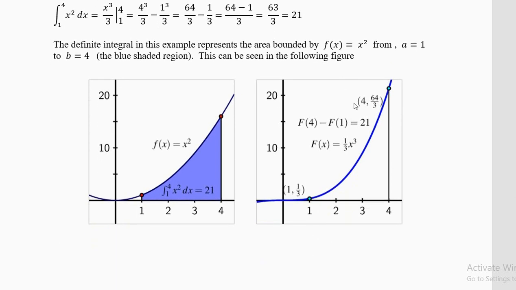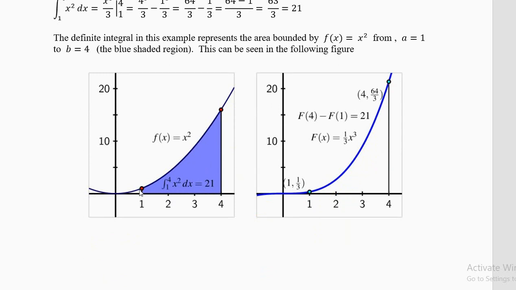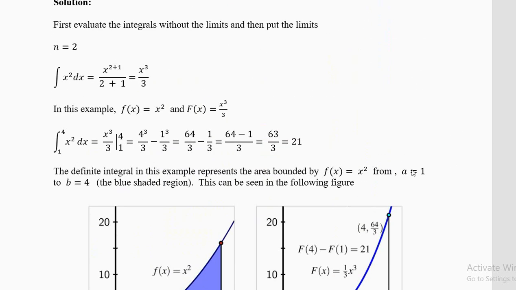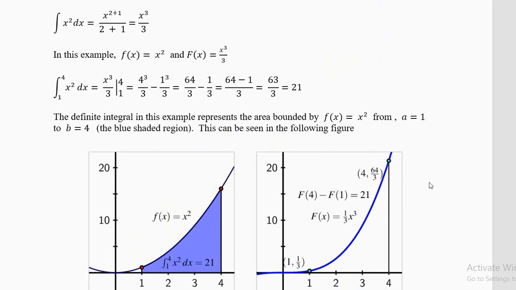Now what exactly is happening in this integral? You are finding the area between the function x square and the x-axis from the point x equal to 1 to x equal to 4. So this blue shaded thing is your area, and this is how the cubic function looks like. I will discuss these graphs from time to time. The graph is not the main focus. The main focus is your definite integral.